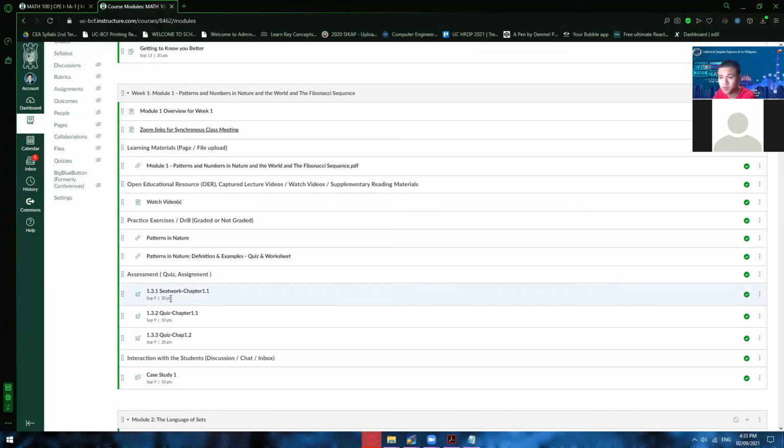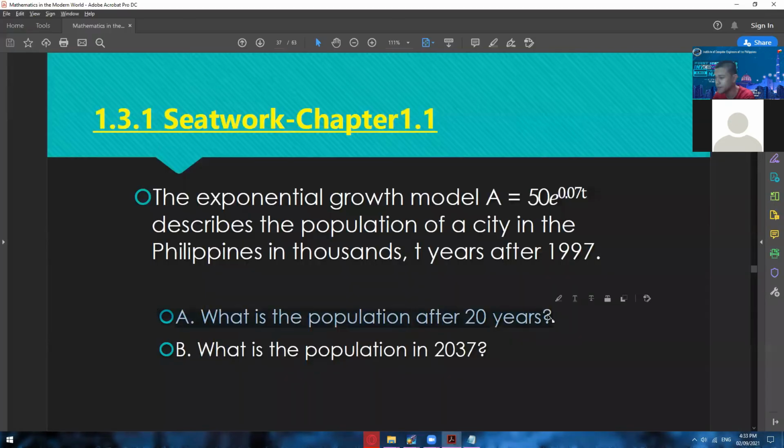So the due date of this one will be on September 9th. This is a 20 points seat work, so 10 points for letter A and then 10 points for letter B. Okay. So are we clear so far regarding your first seat work?